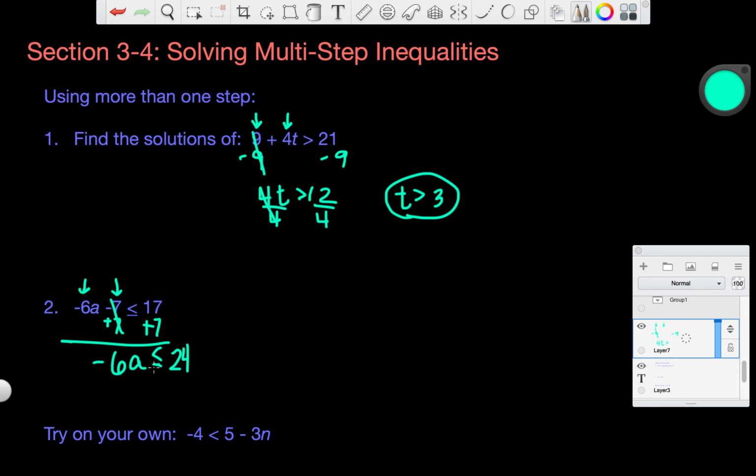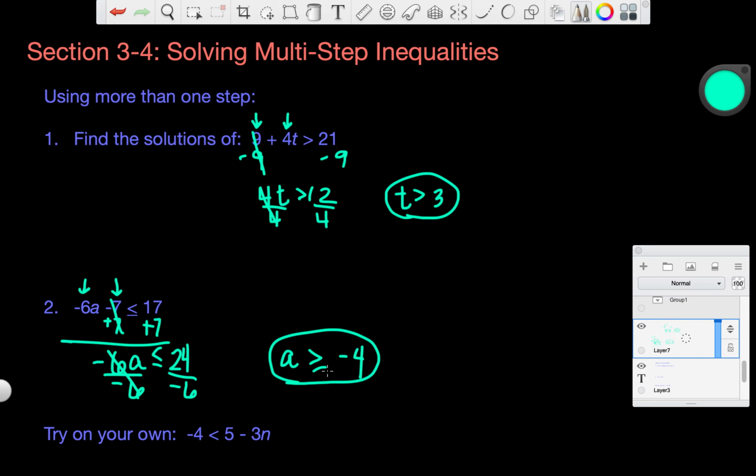Okay? So, in order to get this negative 6 to the other side, we have to divide because the a and the negative 6 are being multiplied together. So, I end up with a. Now, I divided by a negative number, so my sign must flip to a greater than symbol. And 24 divided by 6 is my 4, negative 4. So, remember, we have to flip the sign.